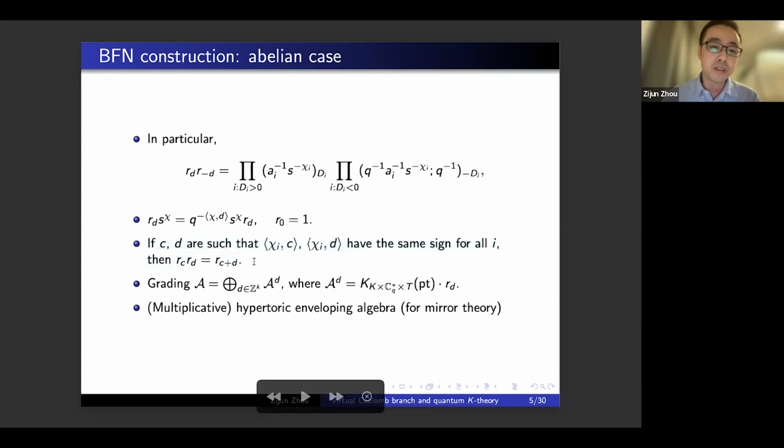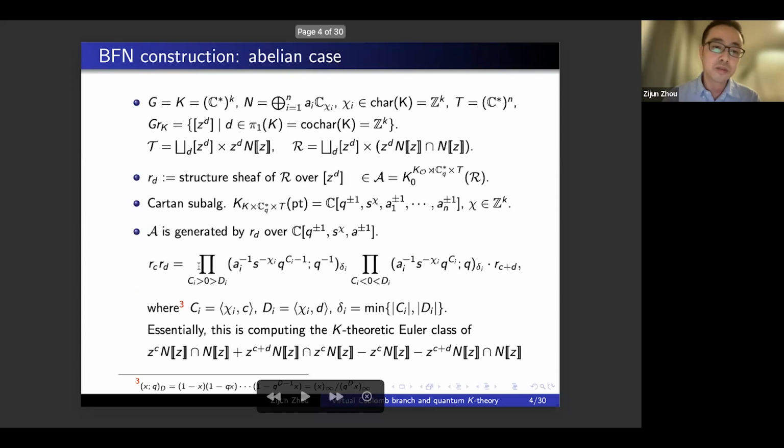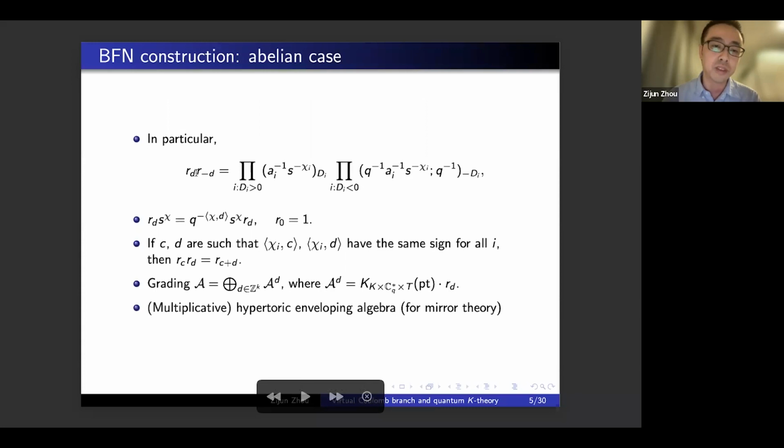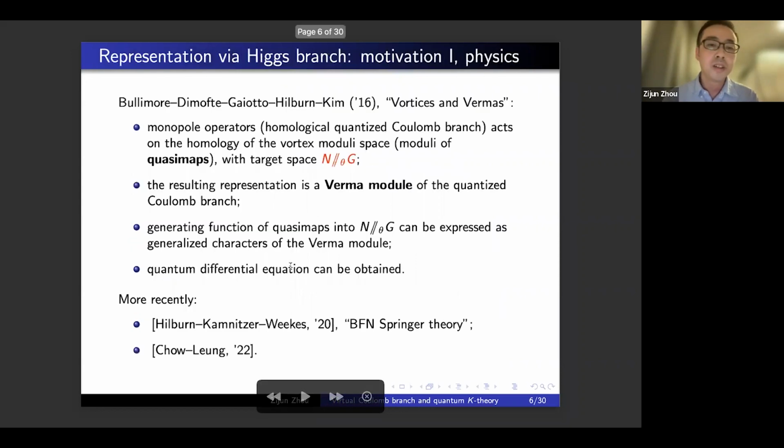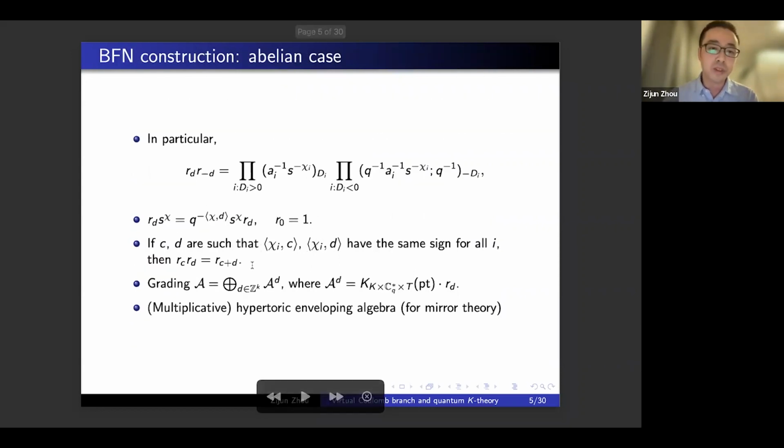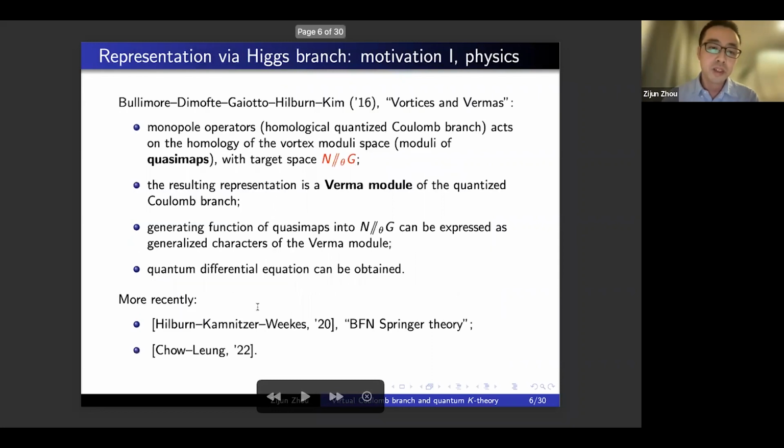And by this property and also by this property, the relations here actually reduce to the relations here. So we only need to compute the product between R sub D and R sub negative D. So it becomes something like this. And the Coulomb branch is graded by this rank K lattice. And okay, so this is a brief review of the construction.